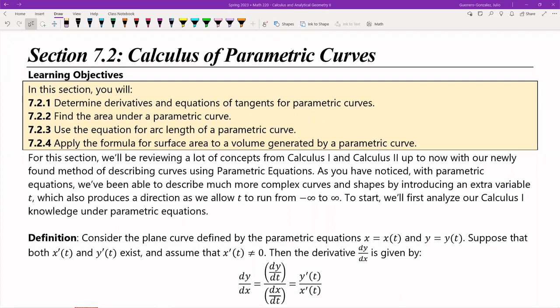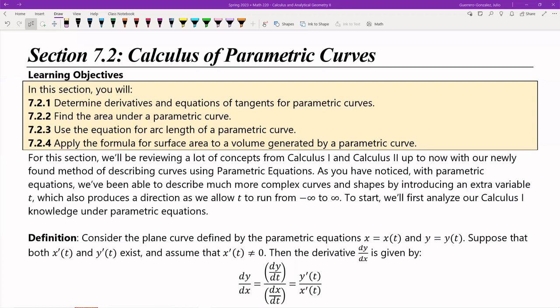Everyone, this is the lecture for section 7.2, the calculus of parametric curves. In section 7.1, what we handled was just how to define curves parametrically. So now we know that not only do we have explicit methods of expressing a function or a curve, we now have parametric equations to express our curves, okay?